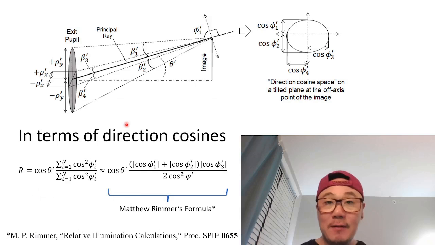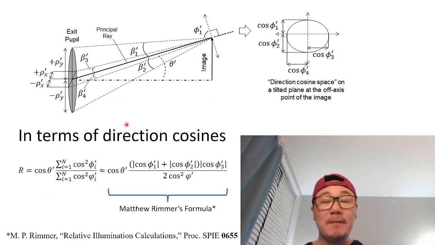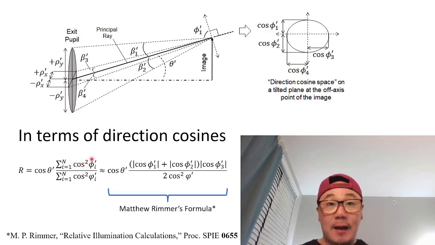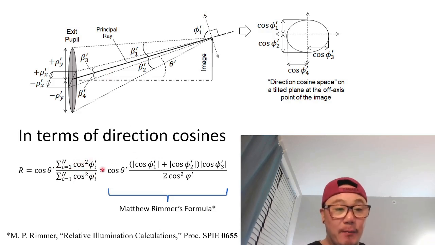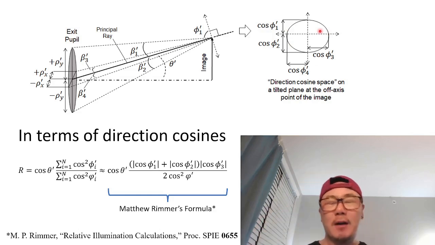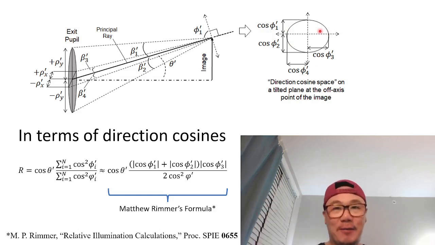Now, remember that the sine of an angle is equal to the cosine of 90 degrees minus the angle, right? So if you write it in terms of cosine, and you look at these variables here, then you can express relative illumination in terms of cosines, and you get a direction cosine space. If you project these quantities to this plane here, you can trace out an approximate ellipse if you choose 4 rays again, top, bottom, left and right.